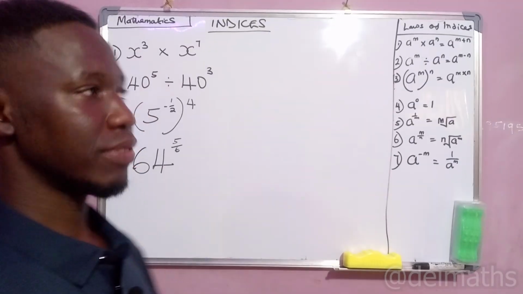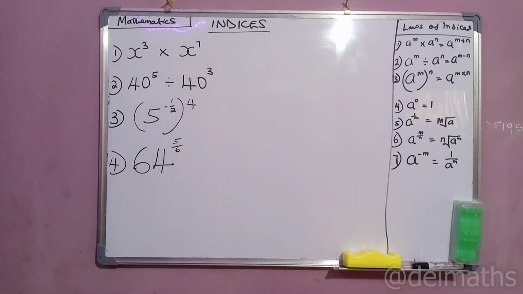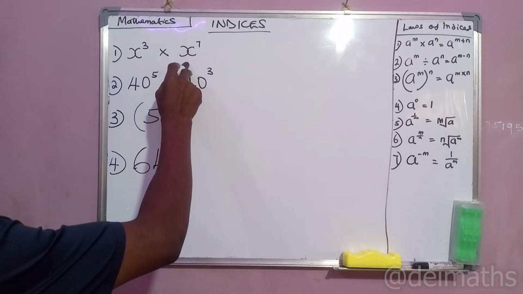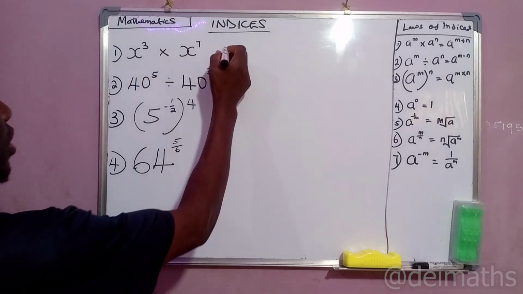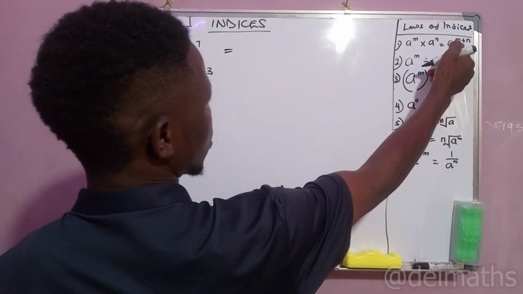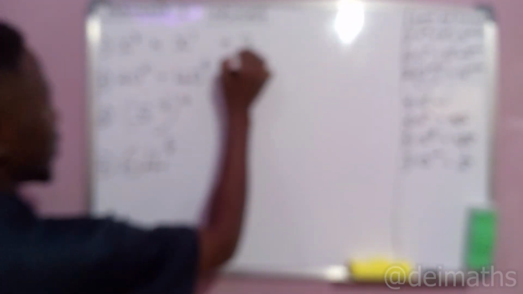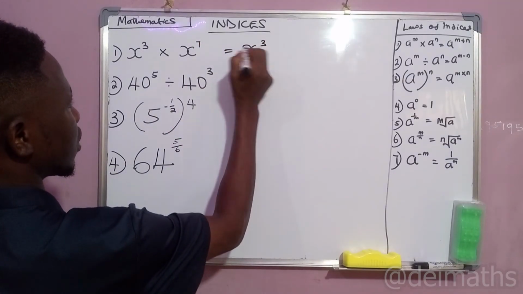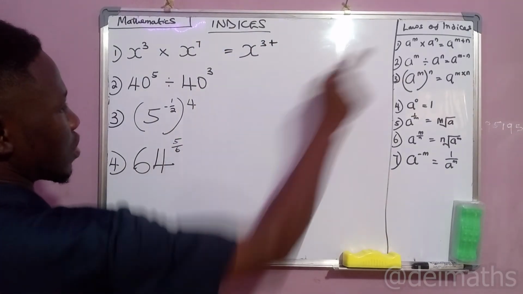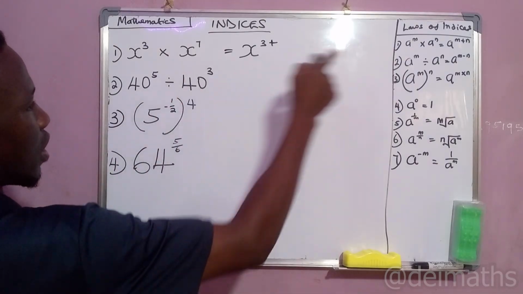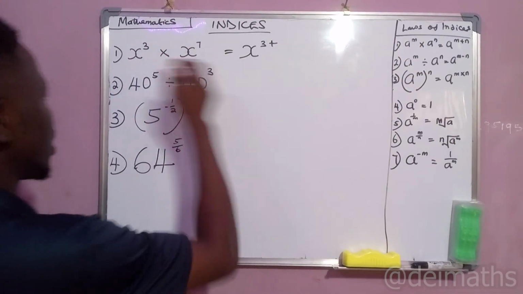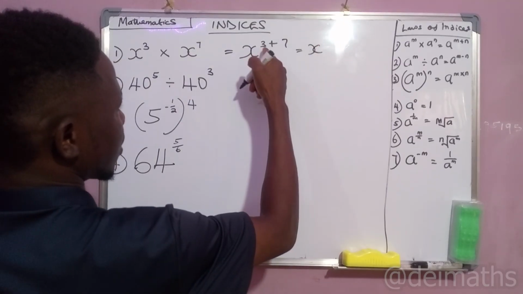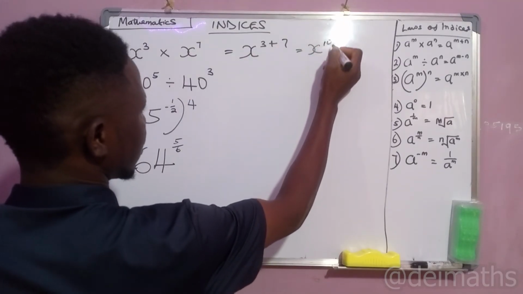Now we are continuing. The first example here is x raised to the power 3 times x raised to the power 7. Here we are using the multiplication law. We bring the base, the first index 3, then this is plus. That is what the multiplication law says: you add the indices together, which is 7. We have x raised to the power 3 plus 7, which is 10.